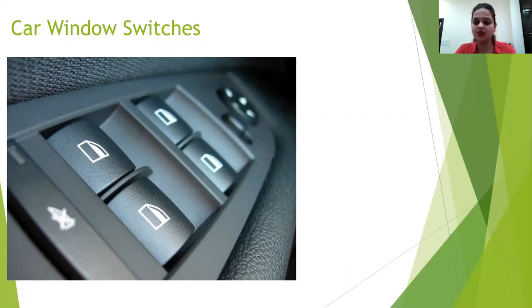So the most basic function of this switch is to control the opening and closing of the power windows. It does this by sending an electric signal to the window motor that in turn moves the window glass. Right, children? So the car window switches are used for operating the power windows of a car, and they make the window glass go up or down.